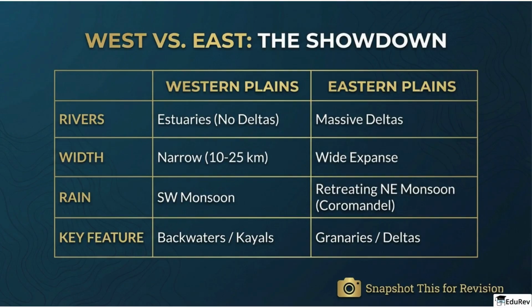Your revision rule: political order to physical differences to regional names to key features. That's how you make 7,500 kilometers manageable and be exam ready.